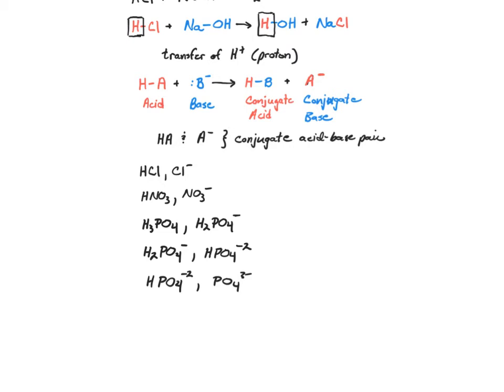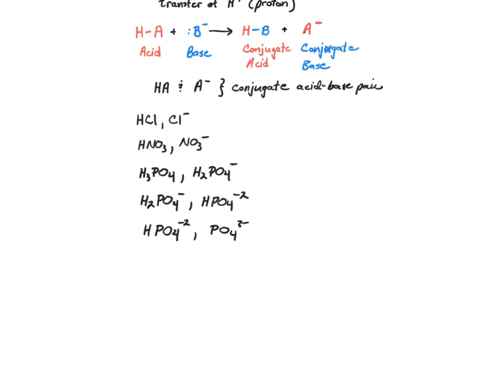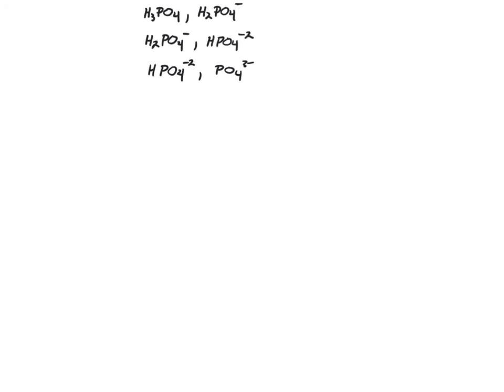Now, when we're talking about acids and bases, what we're going to find is that we can categorize acids and bases as being either strong or weak. So we can have a strong acid or a weak acid.